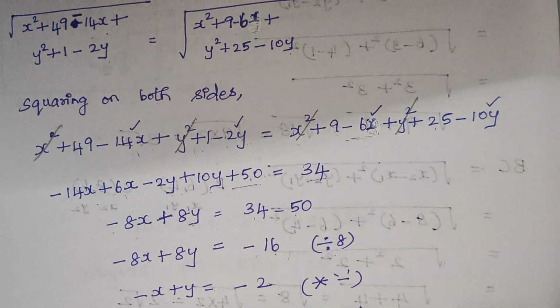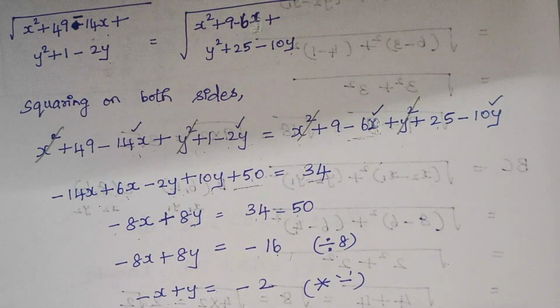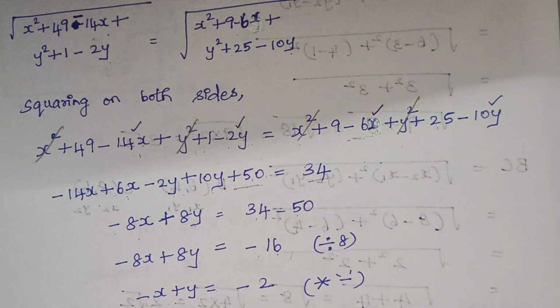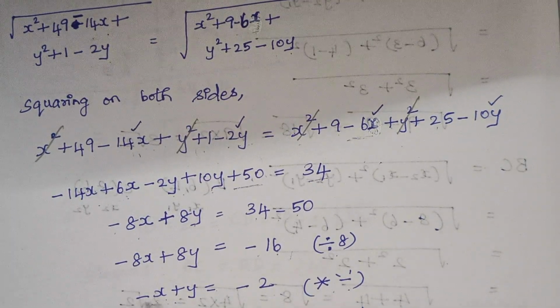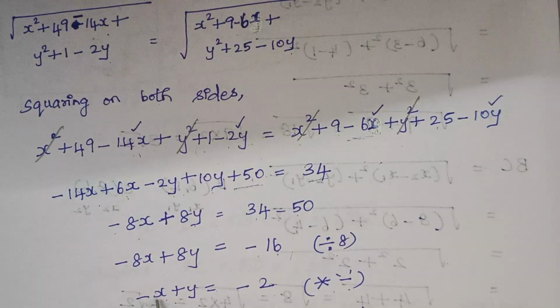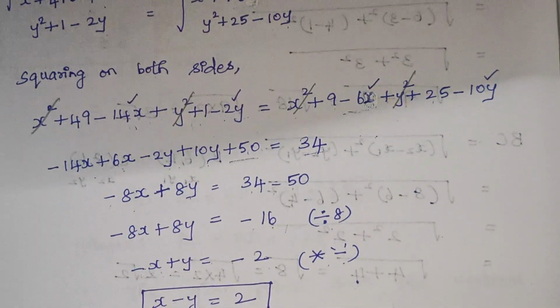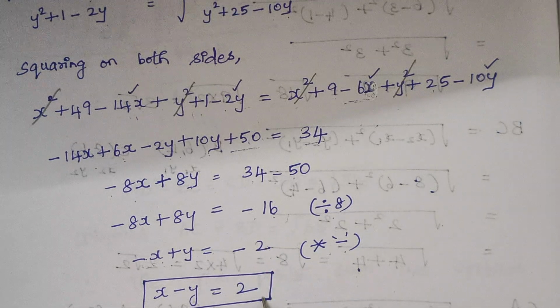Right. Since I want the first element, that is x, to be always positive, in order to make this x positive, I am multiplying this entire equation by a negative sign. So whenever an equation gets multiplied by negative, there is a sign change in all the elements. So minus x becomes plus x, plus y becomes minus y, and this minus 2 becomes plus 2.